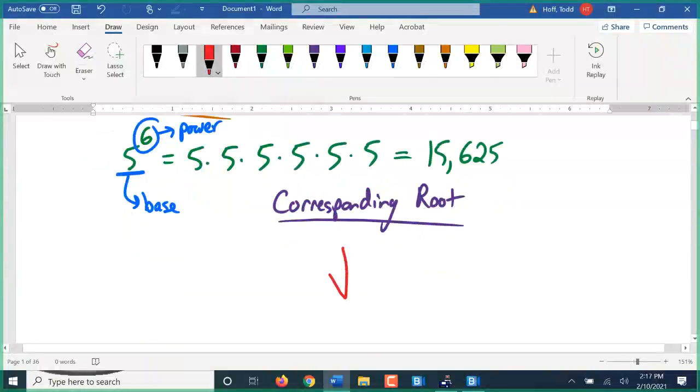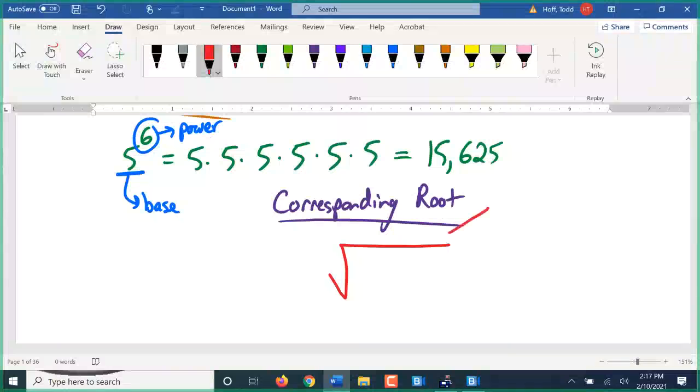So this symbol here that most of us call the square root symbol, it's actually called the radical symbol. And it is most often used for square roots, but it can be used for other roots as well. It has an index. For a square root, there's nothing written there. That's just assumed to be 2. But for other roots, you can put other numbers in there. This is a power of 6. This would be an index of 6 in our root.